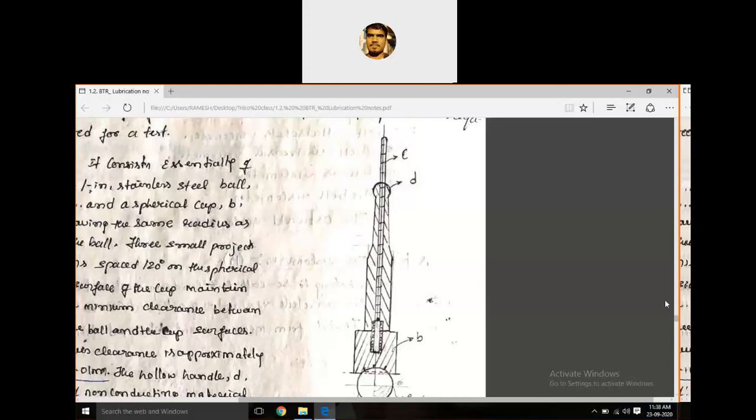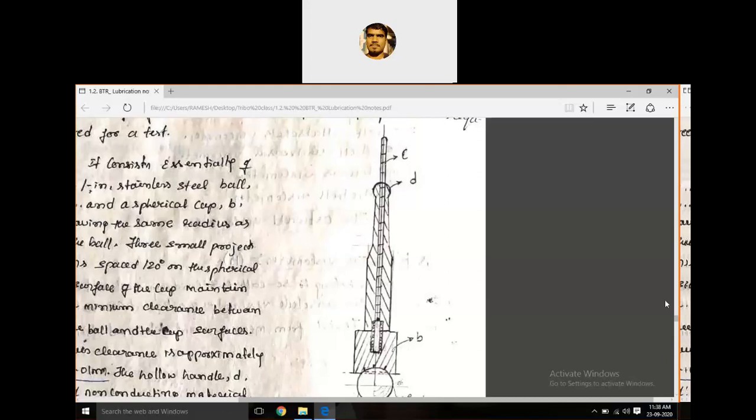The main advantage of this viscometer is that only a few drops of oil are required for the test. One or two or three drops of oil are enough to test the viscosity, when compared to the previous one. That is the main advantage. Here we are not going to waste the oil.